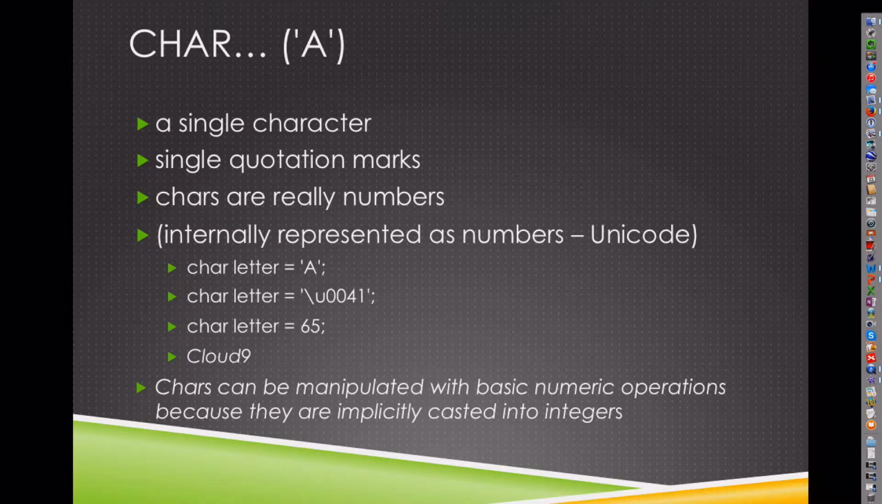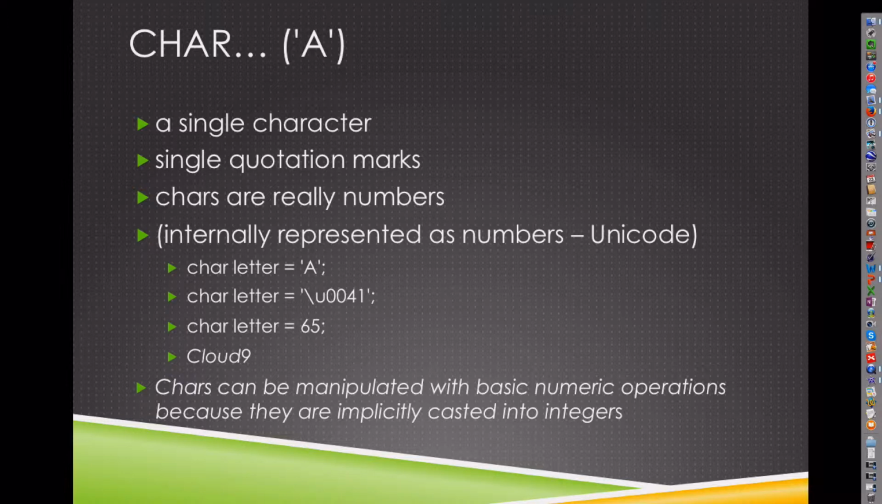Chars are single characters, and their literals are surrounded in single quotation marks. They're really numbers, and are internally represented as so, specifically as Unicode. You can assign values to a char variable in 3 ways: by having the actual character surrounded by single quotation marks, or have the hexadecimal Unicode value with the prefix \u in single quotation marks, or have the decimal value number of that value here. You could also use the prefix 0x and the hexadecimal number as well.